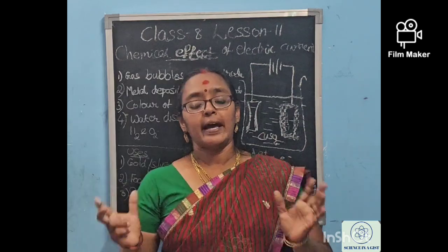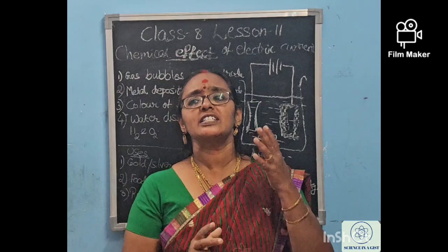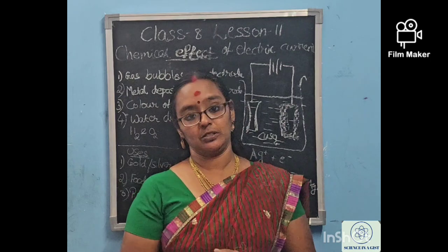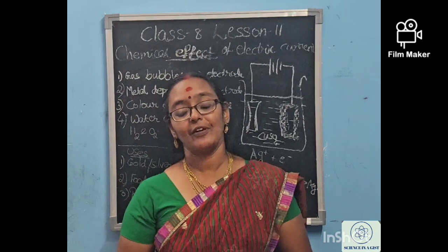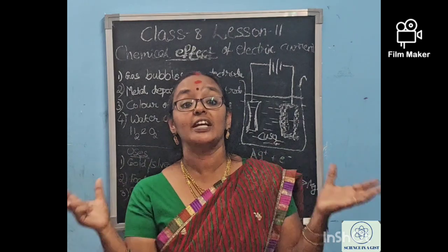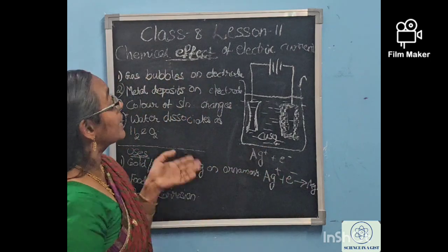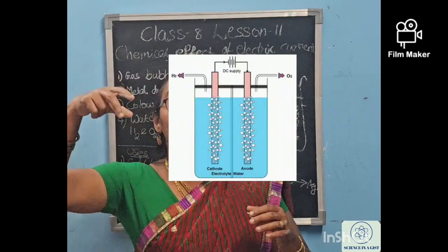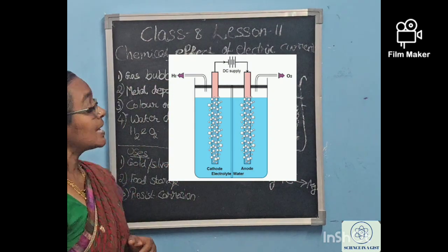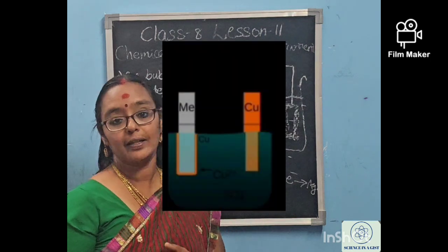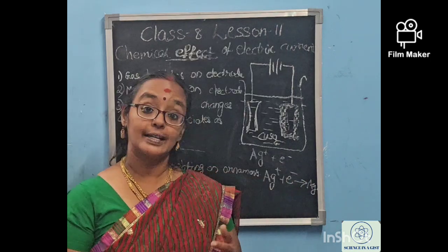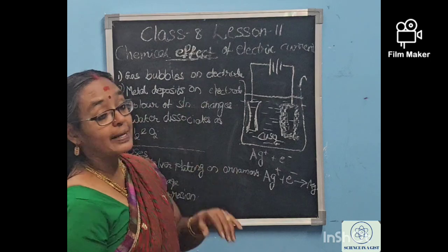Okay. Now we are seeing what changes happen when electricity is passed through conducting solutions. Sometimes gas bubbles will be coming out at the electrode. We can see this is a change. And second is, sometimes the metal will be deposited on the electrode, that we have said, that is electroplating. There is another name for this electroplating, that is electrodepositing.